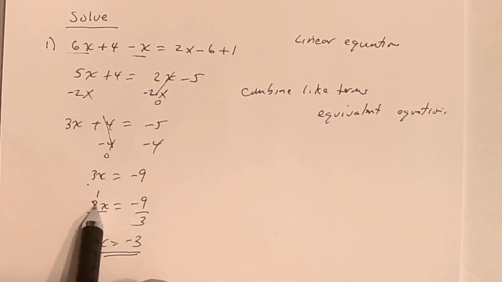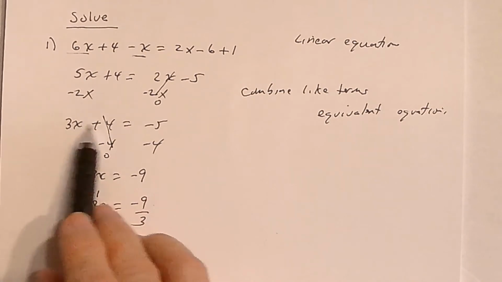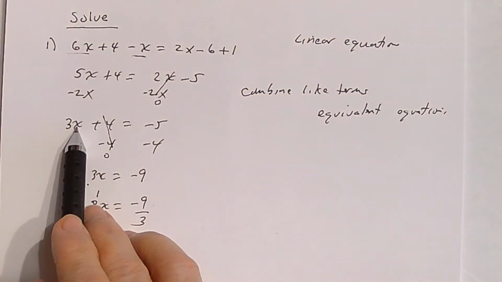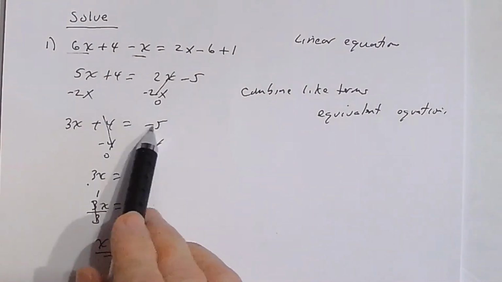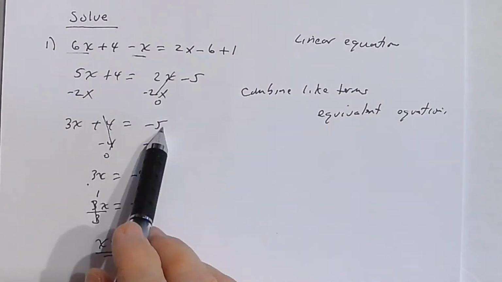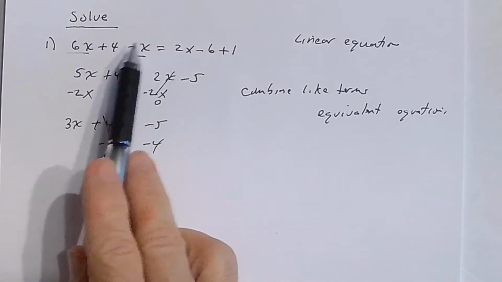And then notice 3 times negative 3 is negative 9 right here. 3 times negative 3 is negative 9. And then the solution here has to be negative 3. And it is, because watch. 3 times negative 3 is negative 9. Negative 9 plus 4 is negative 5. And that's what that is over here. And then the solution of here should be the same as the solution here. And it is. And then the solution here will be the solution here.